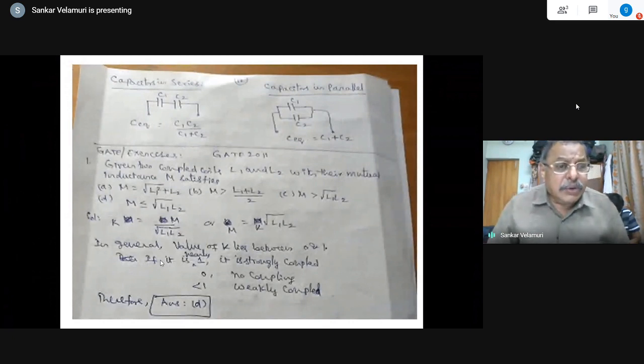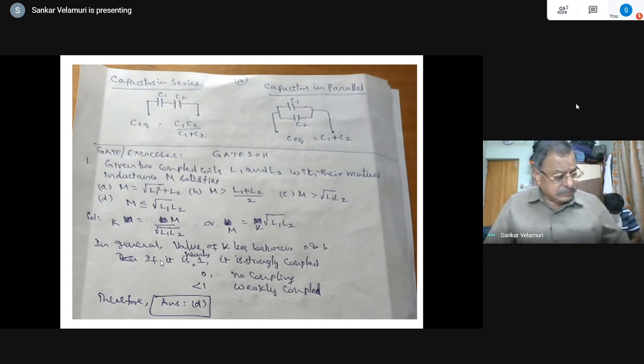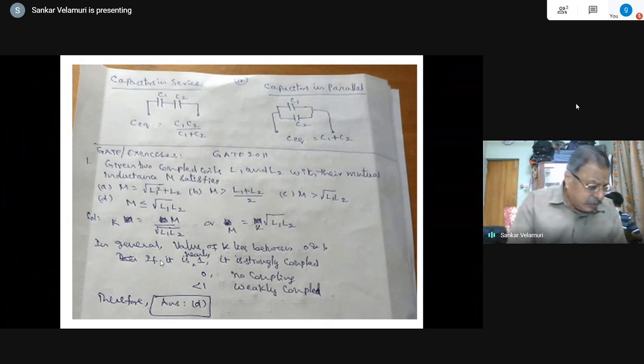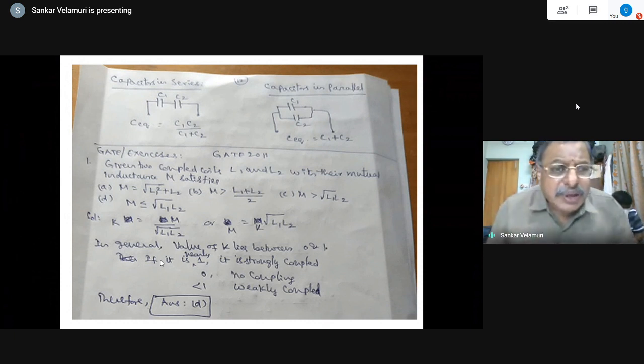Now, briefly, I would like to mention the capacitors in series and capacitors in parallel. It is well known that when 2 capacitors are connected in series, C equivalent is C1 C2 by C1 plus C2, and when they are connected in parallel, they get directly added up. C equivalent is equal to C1 plus C2. Right, now I will try to work out the problem. This is a brief introduction about inductance and capacitors.